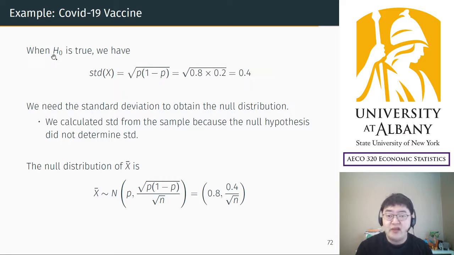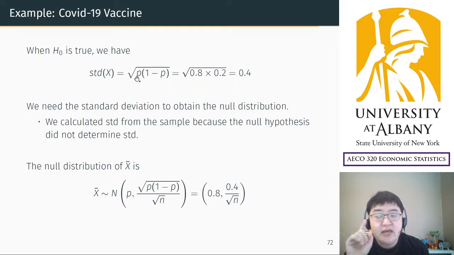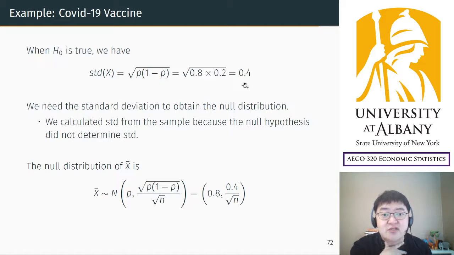As usual, we have to believe that the null hypothesis is true until it is proven wrong. So the standard deviation of x is the square root of p times 1 minus p, and the null hypothesis implies that p is 80%. So p is 80% implies the standard deviation is 0.4. We use this standard deviation to calculate the null distribution. It's very confusing because the standard deviation is not calculated from the sample, but calculated from the null hypothesis.